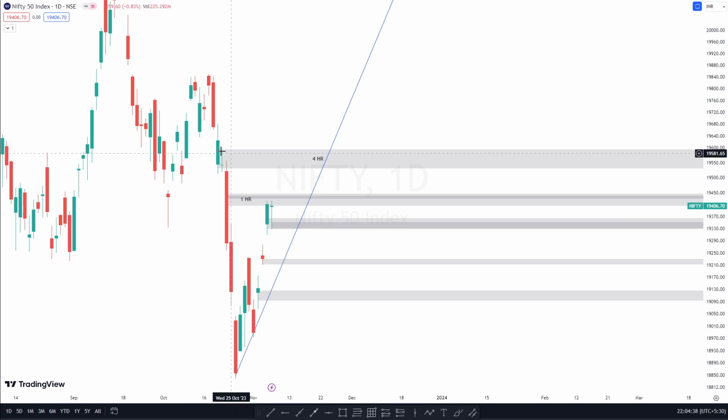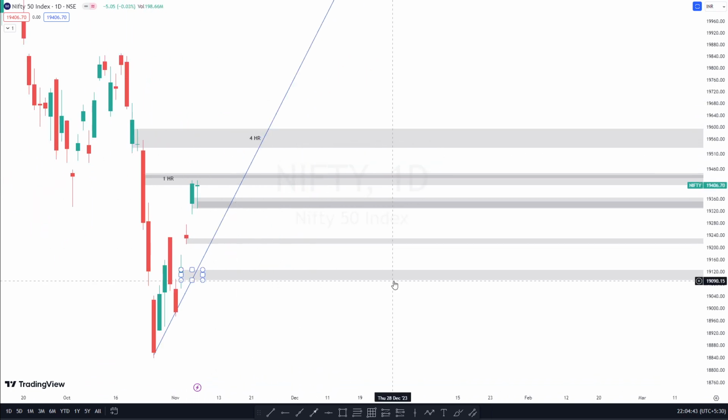I also have a 4-hour supply zone here. I'm expecting a retracement after this, so maybe it will go into this supply zone and then move back down. All right, so that is yet to be seen.